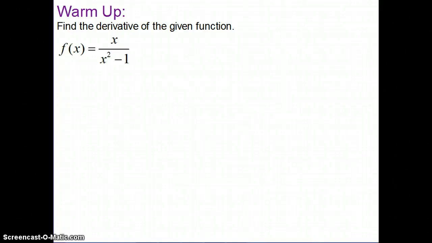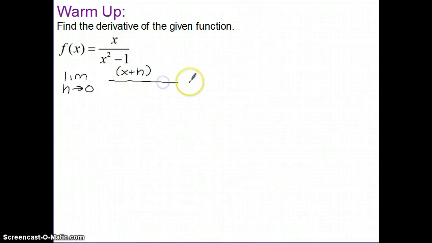All right, so we're going to take the derivative of f, and to do that, we're going to need our formula. So we're going to start with a limit, always as h approaches 0. Then we're going to plug in x plus h wherever we see an x. So in for the x up top, we're going to put the x plus h, and in for the x in the bottom, we're also going to put an x plus h. So that's the first part of the definition of derivative.